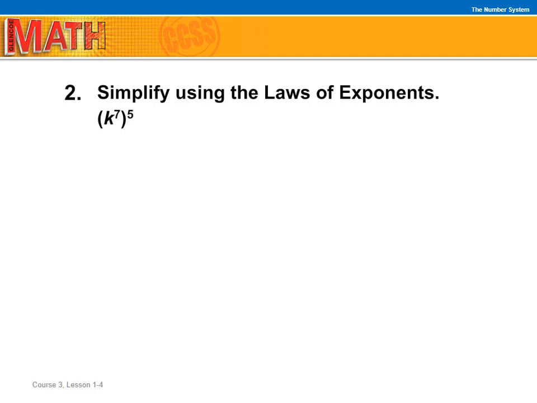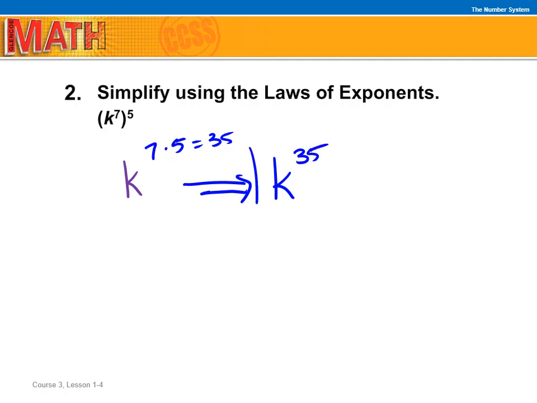Let's do the same thing for example 2, this time using variables. So my base remains the same. I'm going to take my exponents and multiply them together. 7 times 5 is equal to 35. So my answer is k to the 35th power.